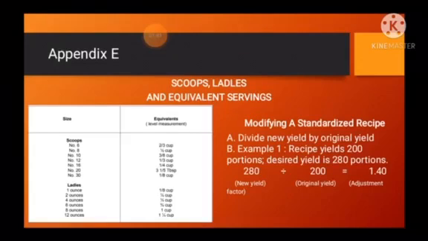In appendix E, it is all about scoop ladles and equivalent servings. It's all about modifying a standard recipe. A, divide new by original yield. For example, the recipe yield is 200 portions and the desired yield is 280 portions. So, 280 which is the new yield, divided by 200 which is the original yield, equals 1.40. That is the adjustment factor.